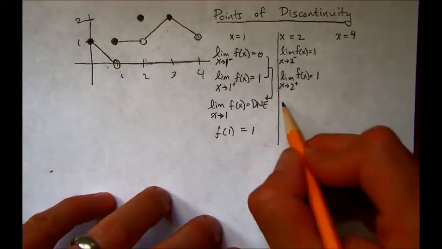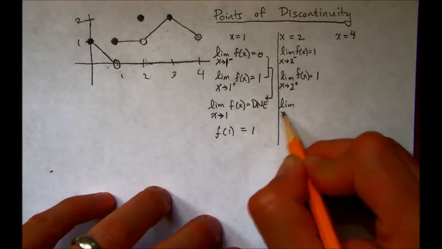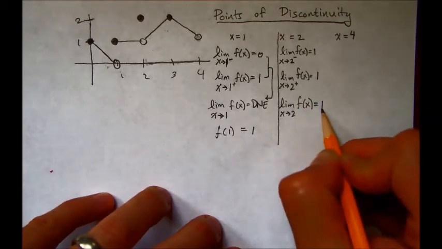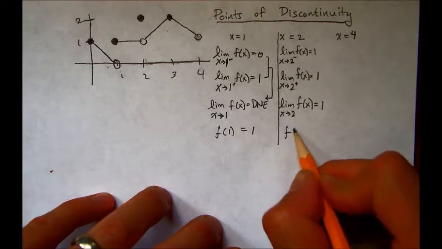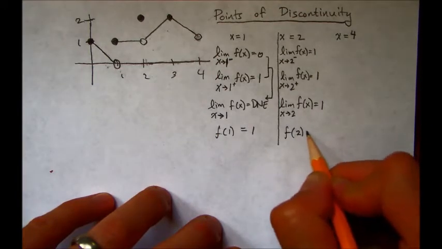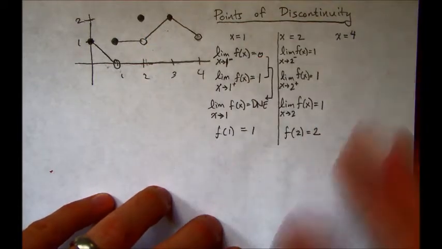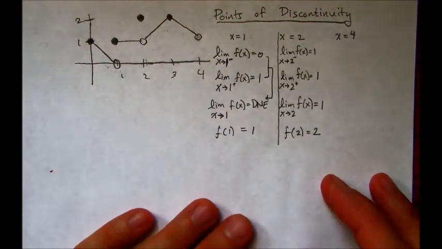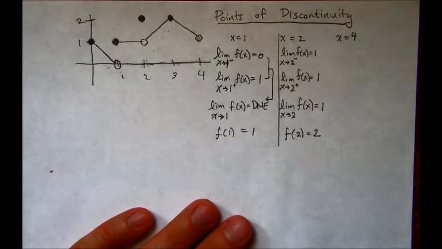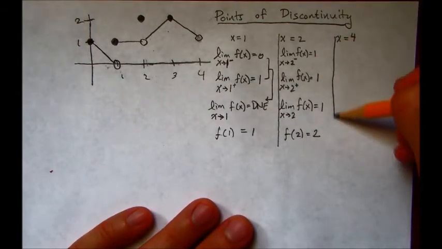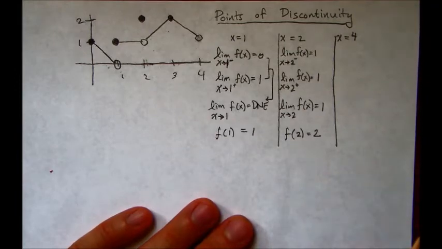We could even combine those to declare the limit in general at x equals 2 is 1. But the problem is f of 2 is actually 2 because the point up here is shaded. So again, we have a point of discontinuity for a slightly different reason. We had agreement here, but at the very last minute decided no, can't do. Okay, so that's the point of discontinuity.